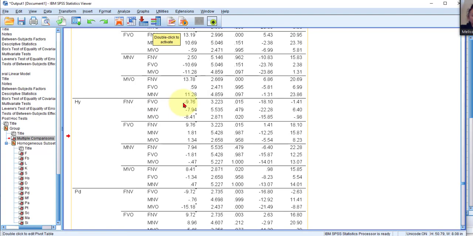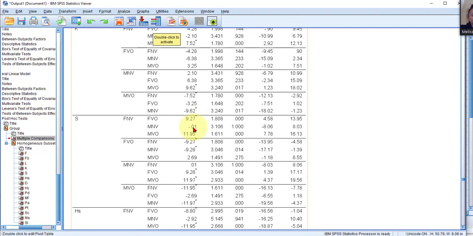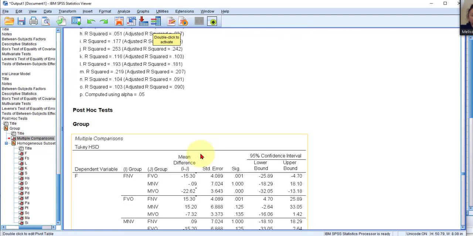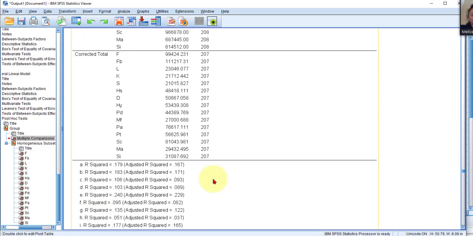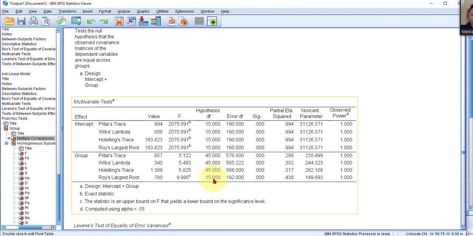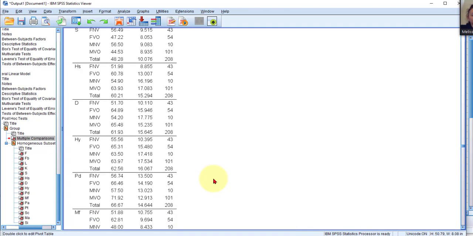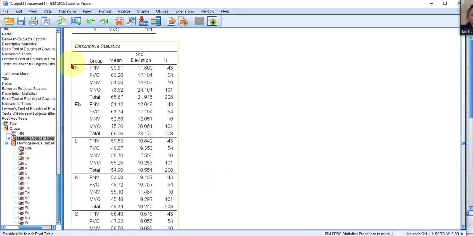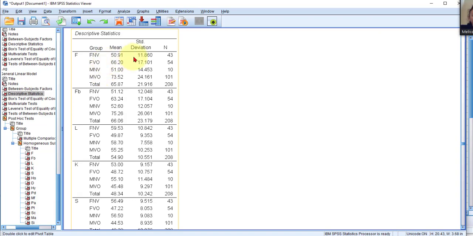Now, this first column is the difference between the groups. So if you're going to quote the means and the standard deviations, you need to go back up to the means and standard deviations box right here. This one has all the means and standard deviations for everything, broken down by group.